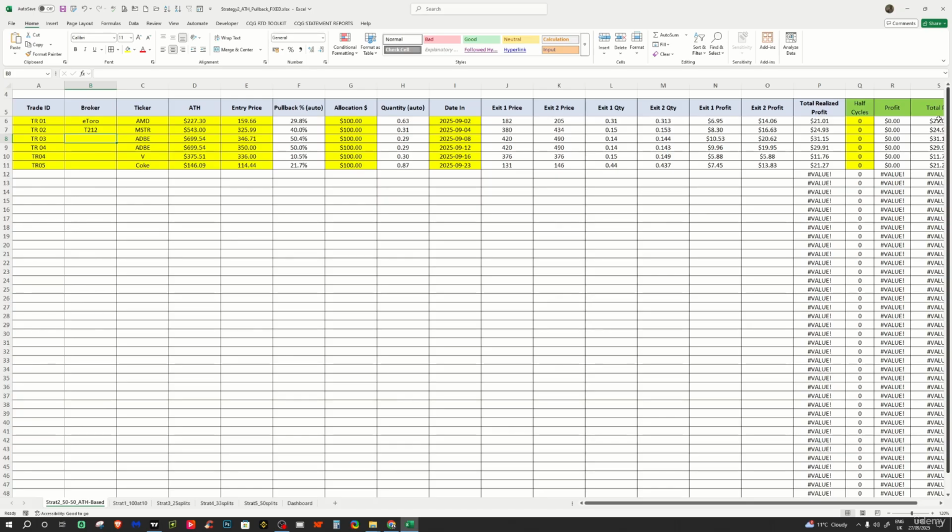So again, really important, the half cycles go in here, but if you don't have a half cycle and it just goes to hit your first profit target, then second, then obviously you wouldn't put anything in there. This is only for additional half cycles.